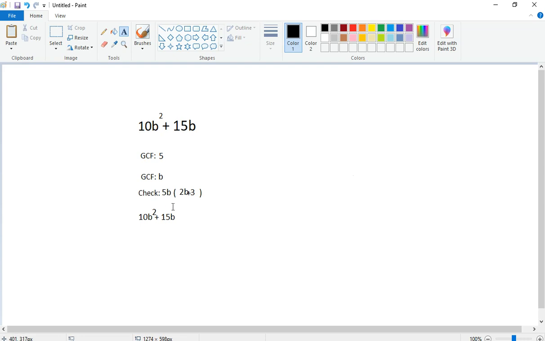So in order to check, we simply do that again. 5 times 2 equals 10. 5 times 2b equals 10b to the second power. 5 times 3 equals 15, and we keep the b. So yeah.